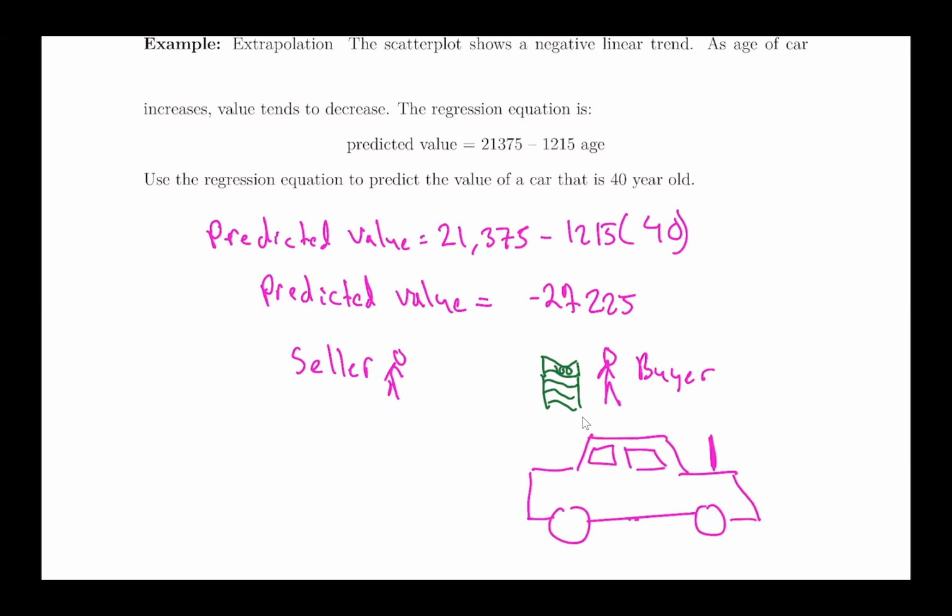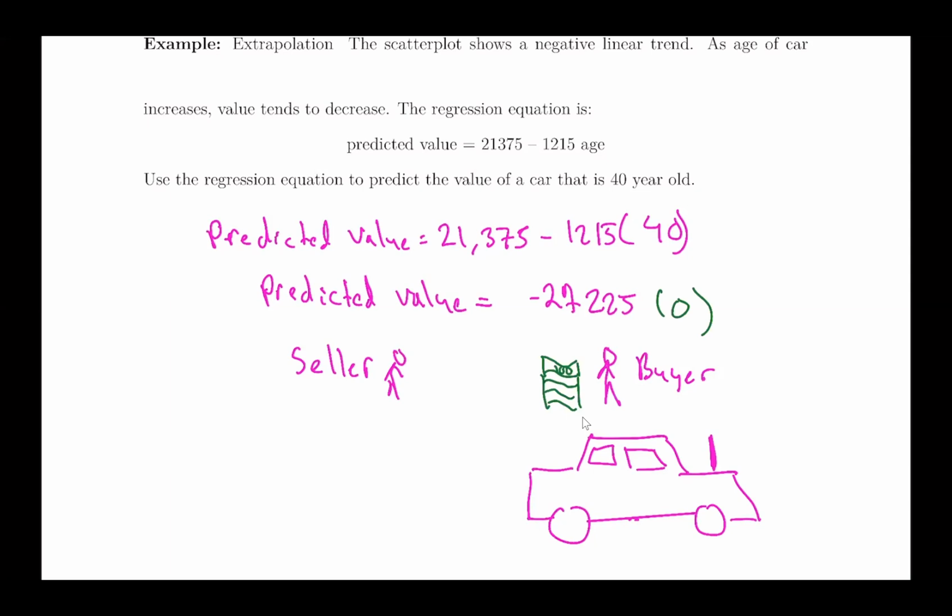And they get the car. Does that make sense at all? Nope, it doesn't really make sense, because after a while the value of the car should just become zero. The car should be worthless. So that's what we mean by extrapolation: when we're trying to make a prediction of something that goes beyond our data set.